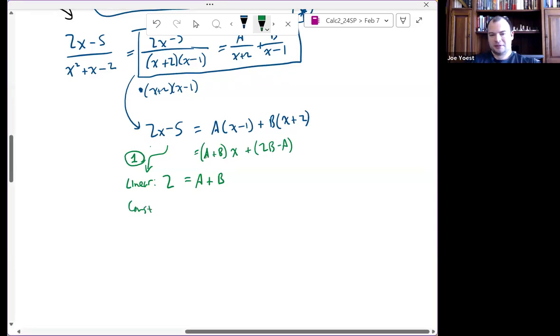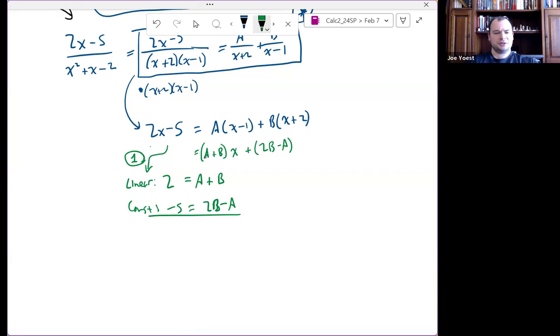My constant terms are going to be that negative 5 equals 2B minus A. I have a 2 by 2 system to solve. It seems like if I just add these together, that'll work pretty well. Negative 3, A minus A goes away, equals 3B.